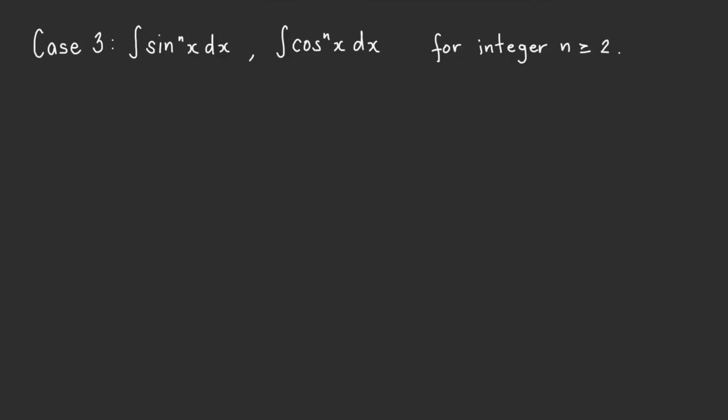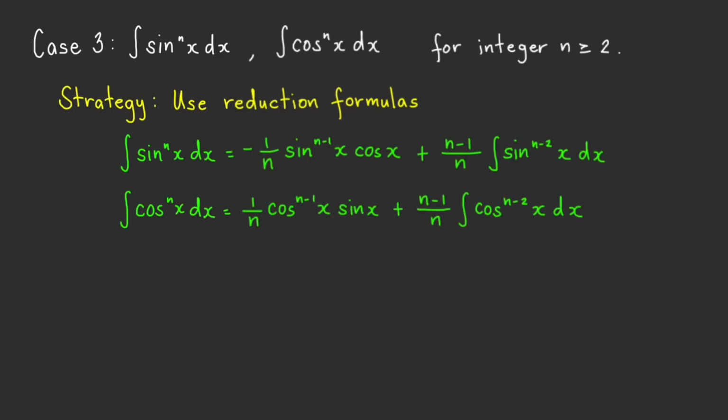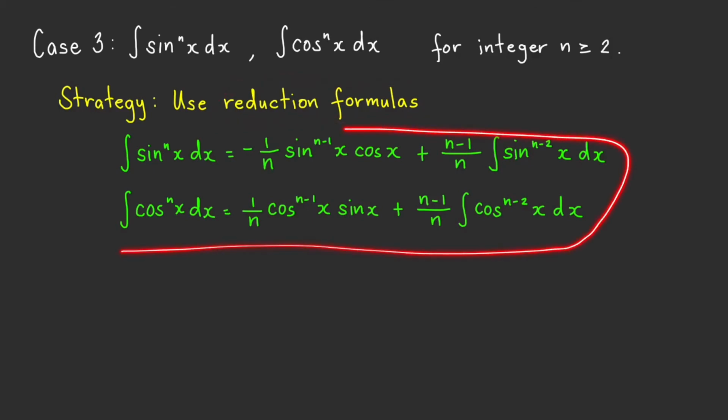Now let us discuss another strategy in evaluating integrals of powers of sine x or powers of cosine x when n is greater than or equal to 2. Here we're going to use what we call reduction formulas. These reduction formulas can be obtained using integration by parts.